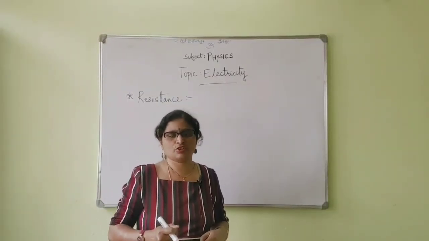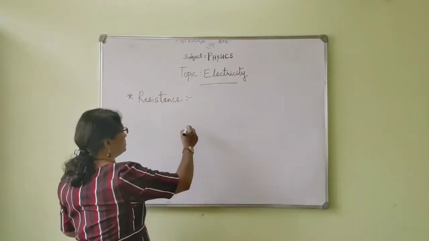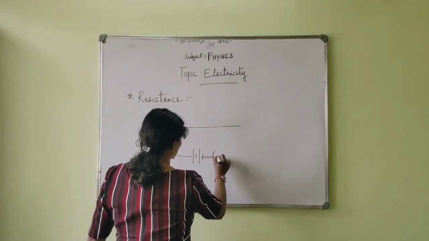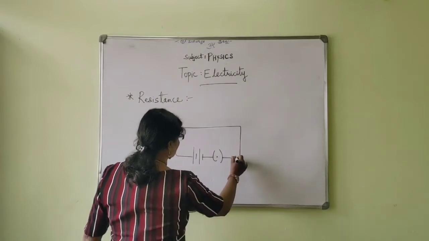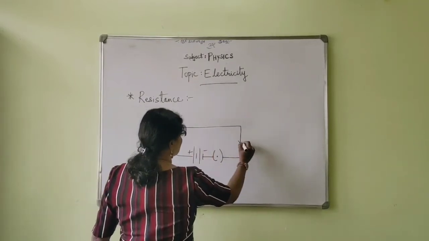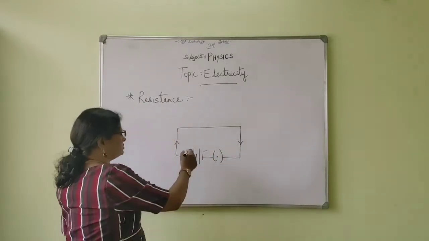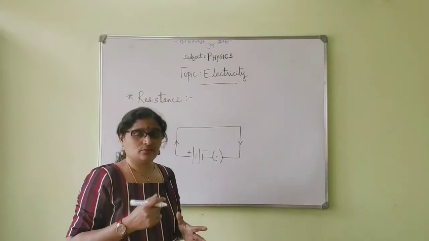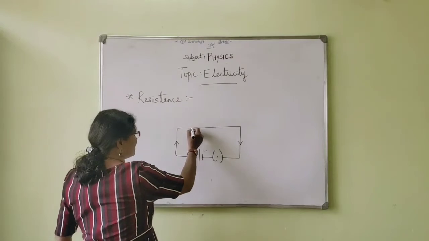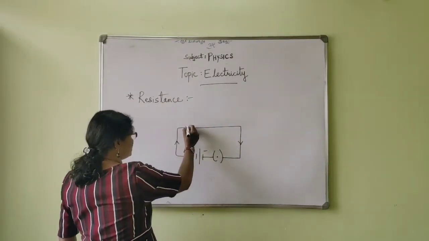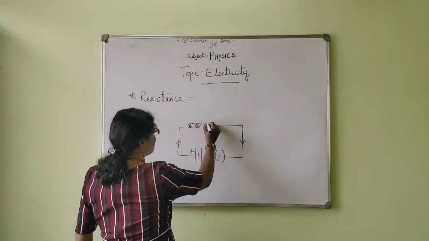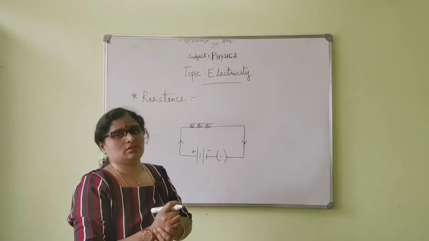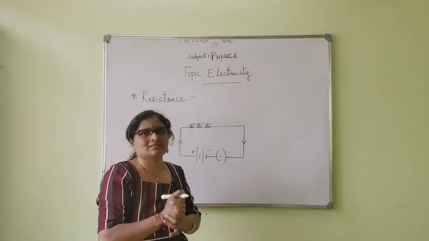Now let us understand the definition of electrical resistance. Let us consider a metallic wire which is connected to a battery and a switch. So once we switch on, there is a current flowing through the wire. So what happens exactly? While the current is flowing, the particles inside the wire will obstruct the flow of the electrons. So as the electrons are moving, the particles inside the wire will obstruct the flow of the electrons. So that particular obstruction offered by the particles of the wire to the flow of current, that is nothing but electrical resistance.